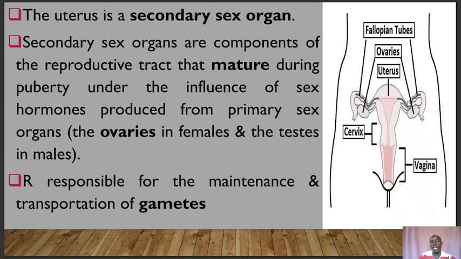We say that secondary sex organs are components of the reproductive system that normally mature during puberty under the influence of sex hormones produced from the primary sex organs, and these are the ovaries in females and the testes in males. So the uterus is responsible for the maintenance and transportation of gametes for that matter.